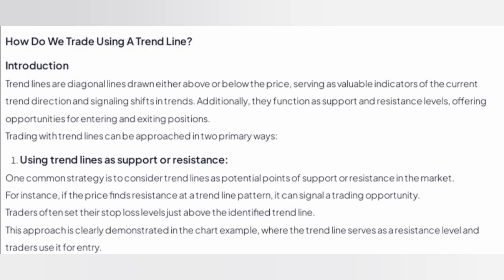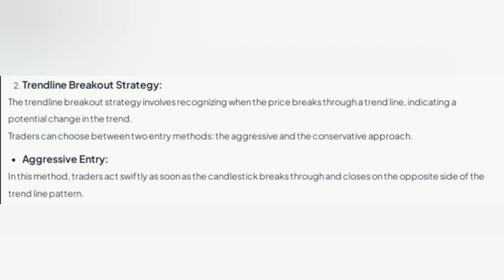Trading with trend lines can be approached in 2 primary ways. Using trend lines as support or resistance. One common strategy is to consider trend lines as potential points of support or resistance in the market. For instance, if the price finds resistance at a trend line pattern, it can signal a trading opportunity. Traders often set their stop-loss levels just above the identified trend line. This approach is clearly demonstrated in the chart example, where the trend line serves as a resistance level and traders use it for entry. Support or resistance.